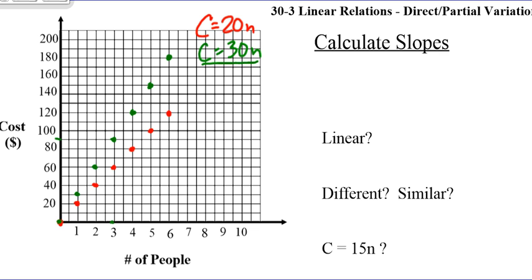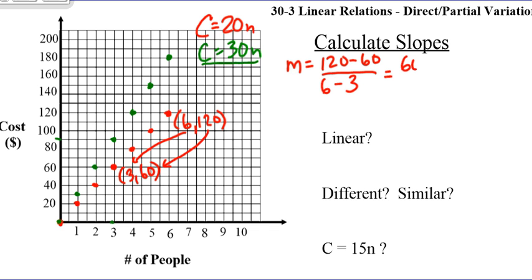So for the 20N, if I want slope, well, pick 2 points. Any 2 points that you want on that graph. I'm going to use (3, 60) and (6, 120). Well, calculate slope, change in y's, 120 minus 60, over change in x's, 6 minus 3. Leaves us with 60 over 3, which I can reduce both of those by 3, which is 20 over 1.